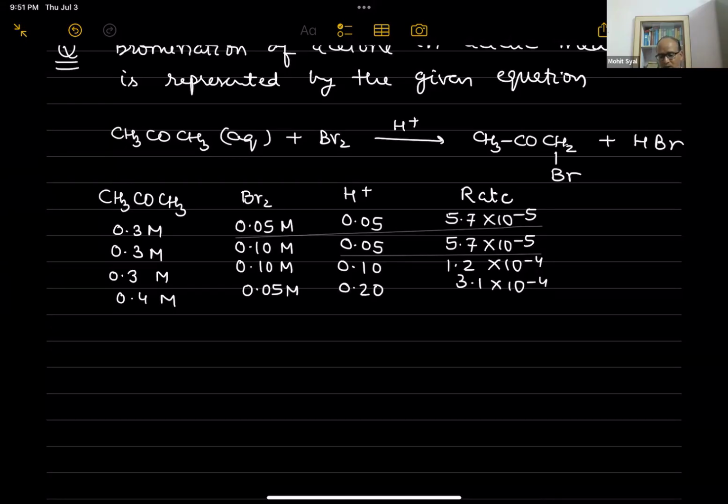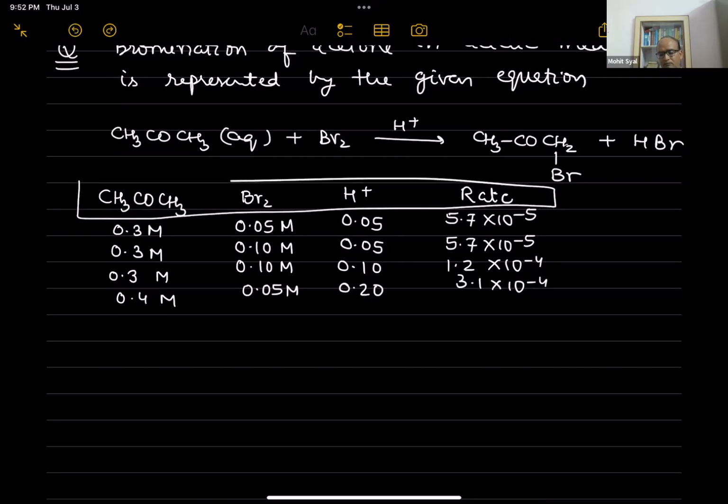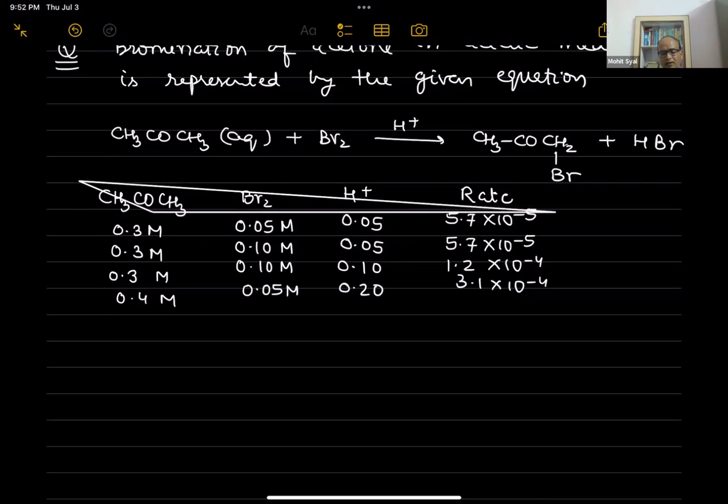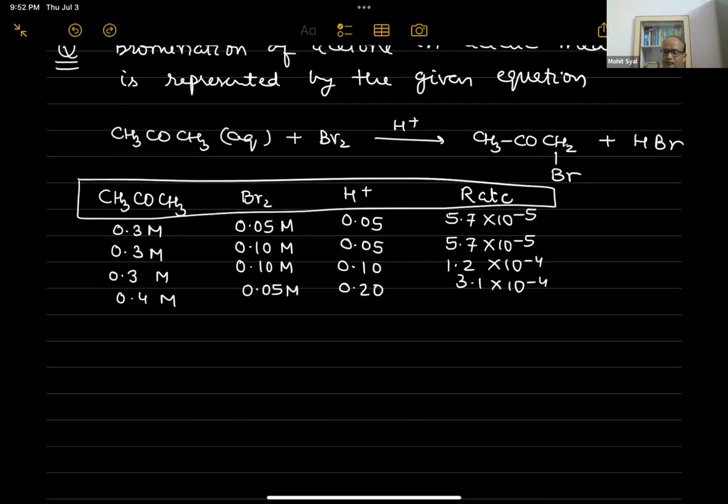So just tell me what is the overall rate law. Also tell me whether it is going to be a complex reaction or an elementary reaction. Is it clear or not? The question is, you have to tell me the rate law, order, and you have to tell me whether it is a complex or an elementary reaction.